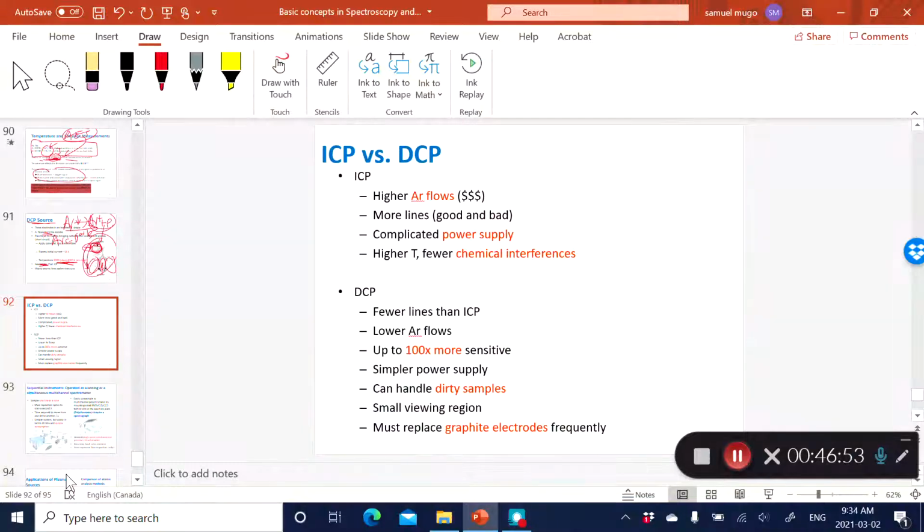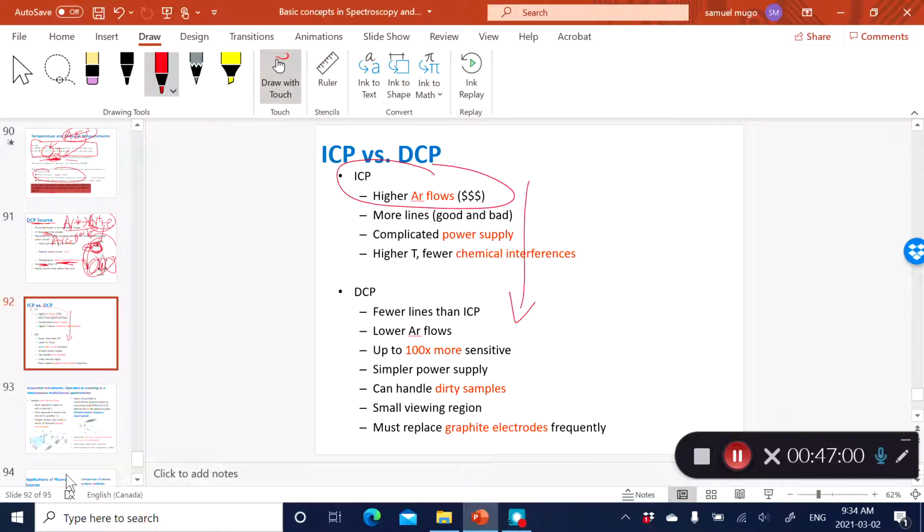So very quickly, ICP compared to the DCP, the advantages and the disadvantages. ICP, you use a lot of argon, so that's not very good. You've got more spectral lines, it's good and bad, if at all, because of course of the matrix interferences, which can be a problem. We've got fewer lines with the DCP and so on. Now, DCP can handle more dirty samples as well. ICP, you can't really handle dirty samples at all because of the clogging problems and so on.